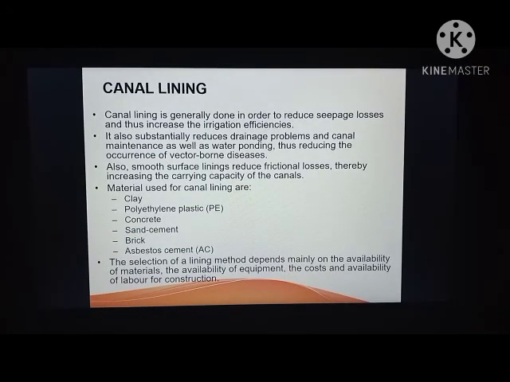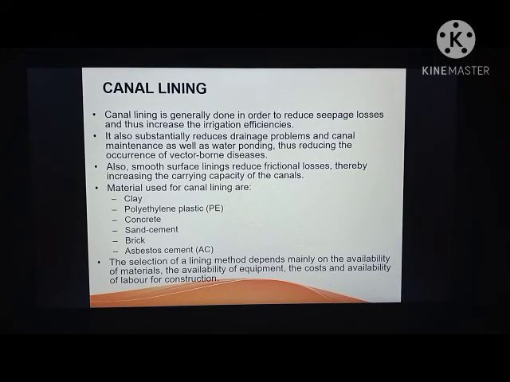Next is the canal lining. Canal lining is generally done in order to reduce seepage losses and thus increase the irrigation efficiency. It also substantially reduces drainage problems and canal maintenance as well as water ponding, thus reducing the occurrence of vector-borne diseases. Also, smooth surface lining reduces friction losses, thereby increasing the carrying capacity of the canal.